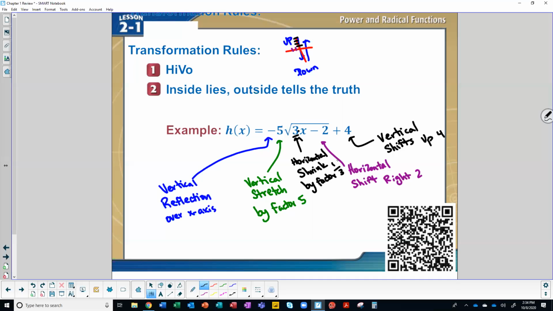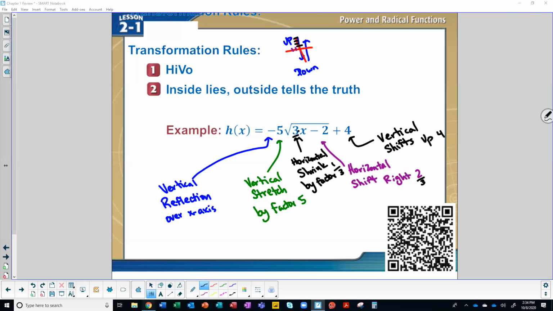Okay, so now that I've done that, I'm going to come back over here. What this means is every x value gets shrunk by a factor of 1/3. So it's not going to go right 2, it's going to go right 2/3. You multiply it by that 1/3. So this is actually going to get shifted right 2/3. I know it's tricky, but that's what happens. I'll prove it to you on the graph. I told you that is the trick.